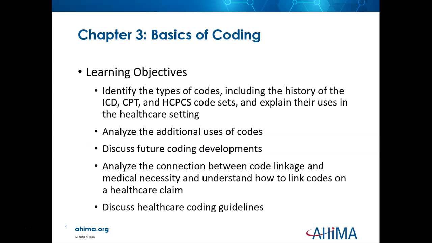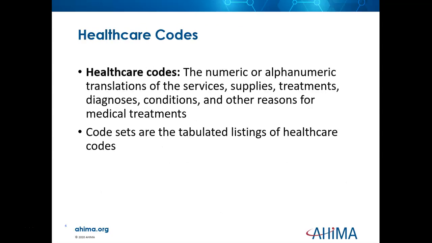This is what you'll be reading about in Chapter 3. Identifying those types of codes. We'll be going over the history of each of these code sets, talking about other things that these codes are used for besides just diagnosis and procedure coding. What we might see coming up, some future coding developments. We'll talk more about code linkage, medical necessity, and healthcare coding guidelines. Brief discussion of coding guidelines. Again, we'll get into much more detail in upcoming modules.